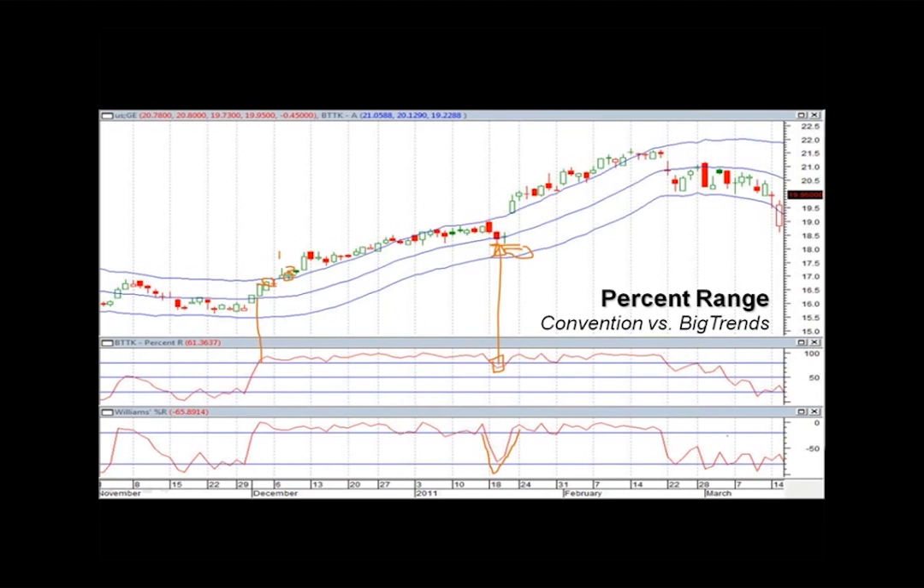You can see in this case the next pullback is right in here as it pulls back under that overbought threshold. I used to get worried and get out right on the overbought threshold, but actually I've learned that those overbought thresholds are just oftentimes shakeouts.